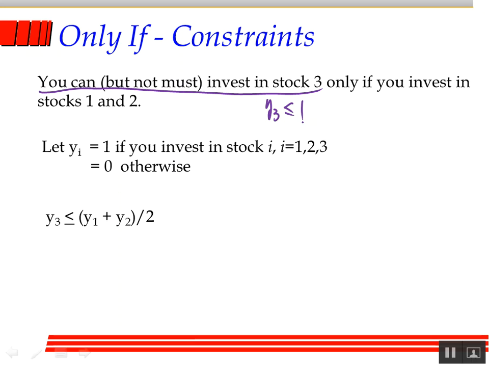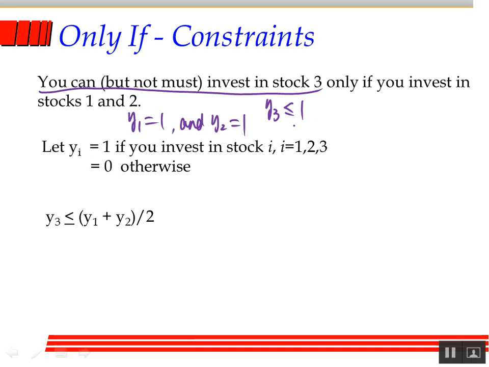So y3 can be 1 or less only if y1 equals 1 and y2 equals 1. Okay? So this is one way to write it. You can verify the results by checking out all the combinations, right?